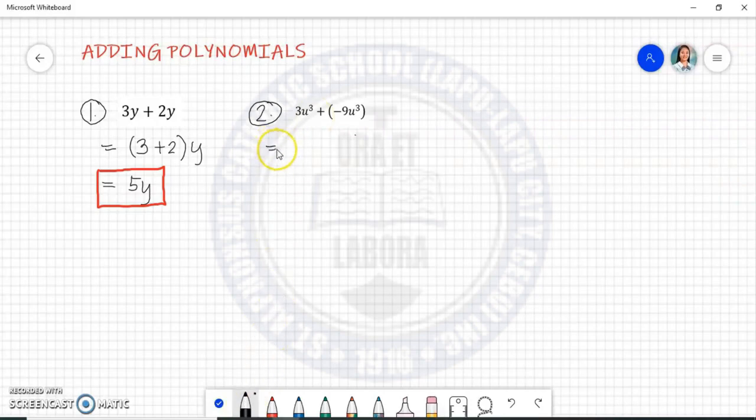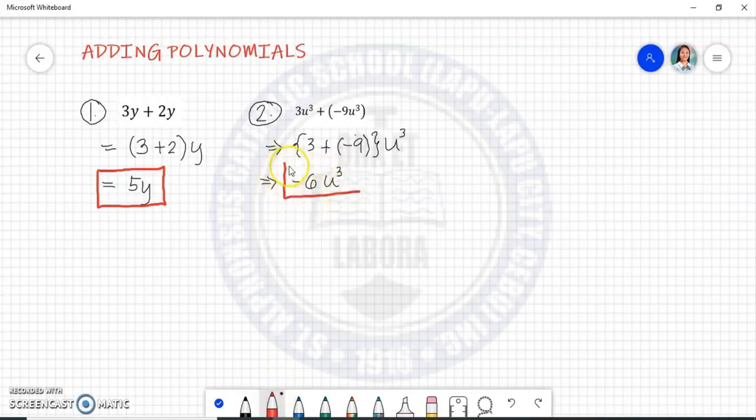We're going to write 3 and negative 9 together. So I'm going to use braces because I'm going to use parentheses to separate negative 9. And then write u cubed. In this manner, we're going to solve 3 plus negative 9. Yes, your answer should be negative 6u cubed. And then, always box your final answer.